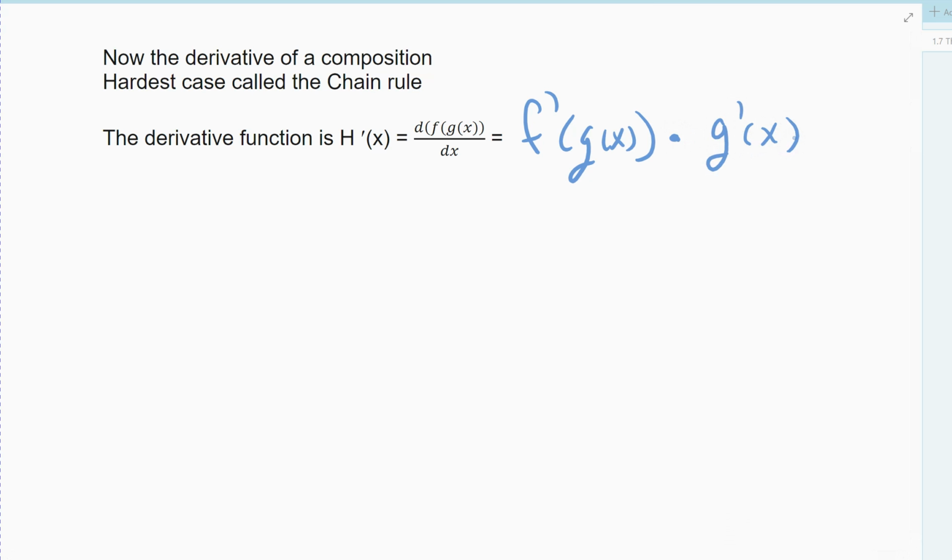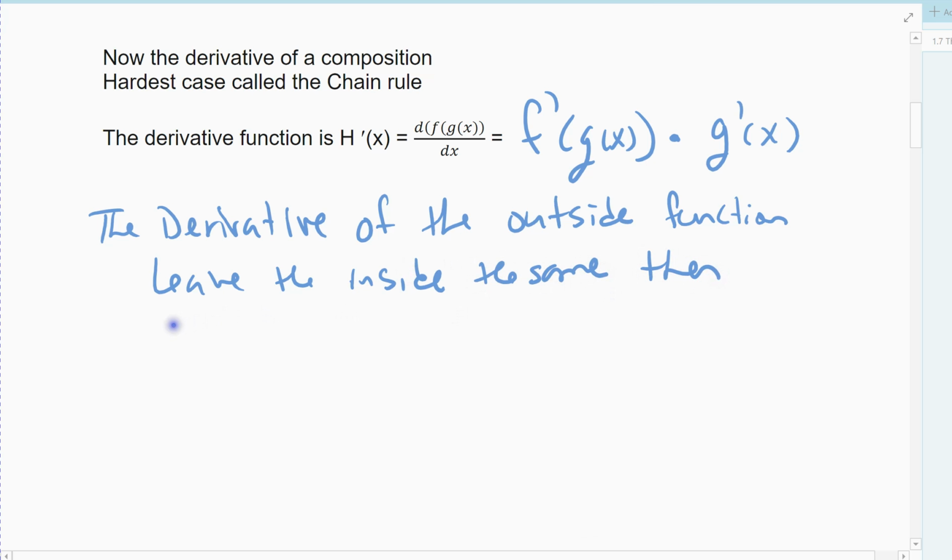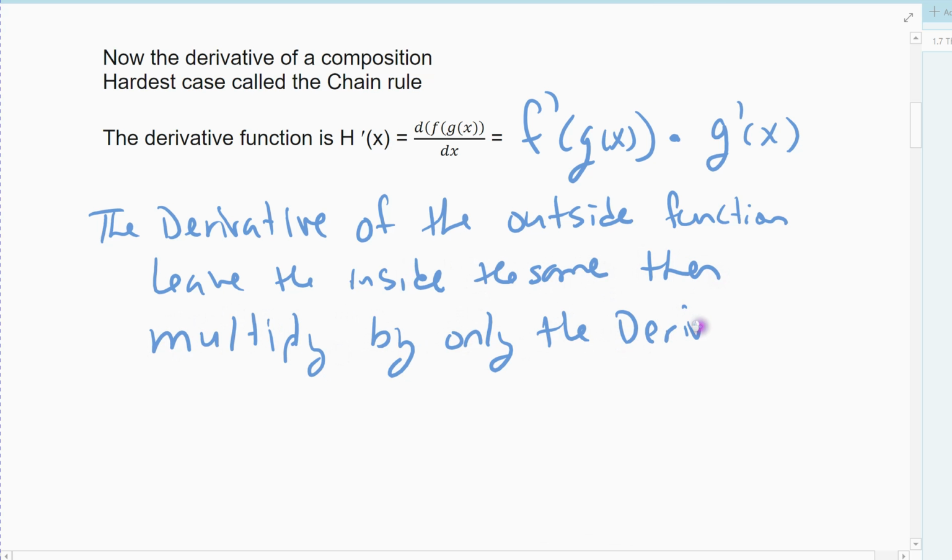So in words, we take the derivative of the outside function, using our rules, leave the inside the same, then multiply by only the derivative of the inside function.